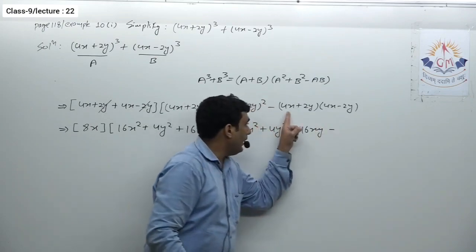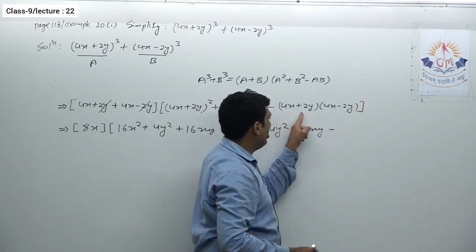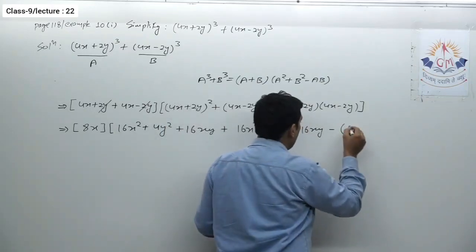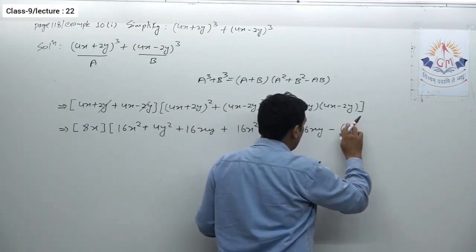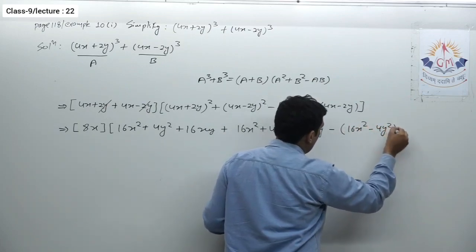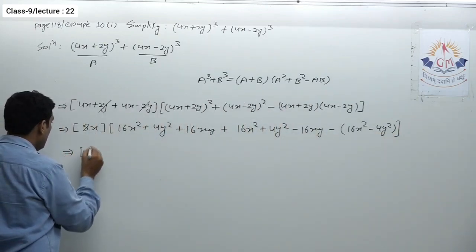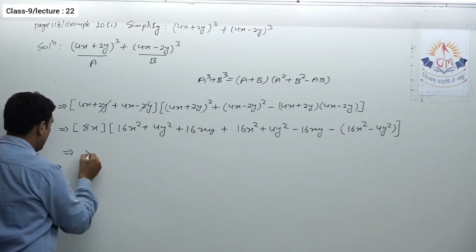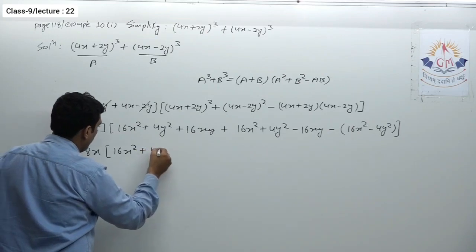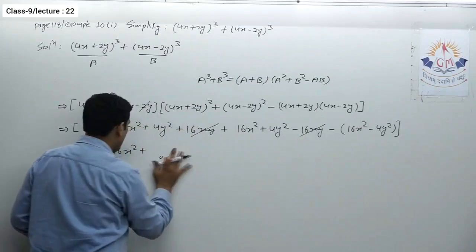Now this is (a plus b)(a minus b). Okay, a plus b, a minus b, that is a square minus b square, but here I am keeping this bracket as it is. a square, that is 4x square, so 16x square minus 4y square. Okay, so this is almost done. Here I do get 8x, so I am writing it as it is, 8x. Now over here 16x square plus 4y square, and this plus 16xy minus 16xy will cancel out.